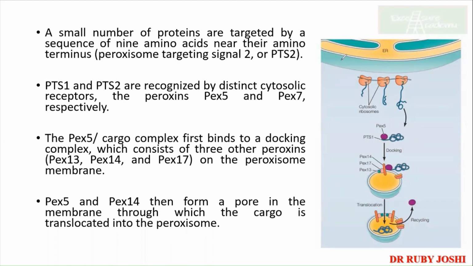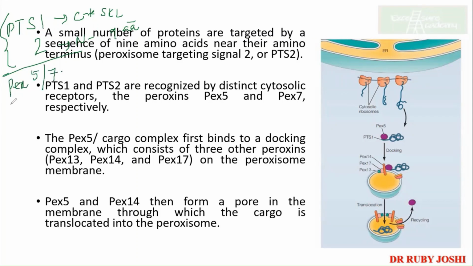Please repeat. Okay. So I hope this much is clear, like what the peroxisomal target signal sequence meant. 1 and 2. So 1 is at the C terminal, where you have the SKL sequence. For 2, it is the N terminal, where a 9 amino acid sequence is present. Now, these two signal sequences will be recognized by receptors known as PEX5 and PEX7. They are present in the cytoplasm.